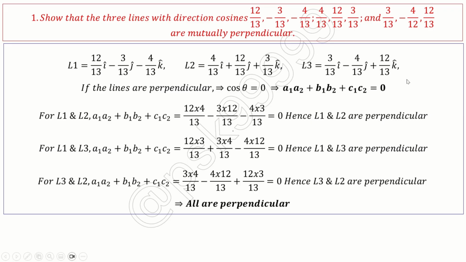I need to check this condition. So take two lines and check the condition. It is 0, 0, and 0. So all three are perpendicular to each other, which means they are mutually perpendicular. Okay. Next.